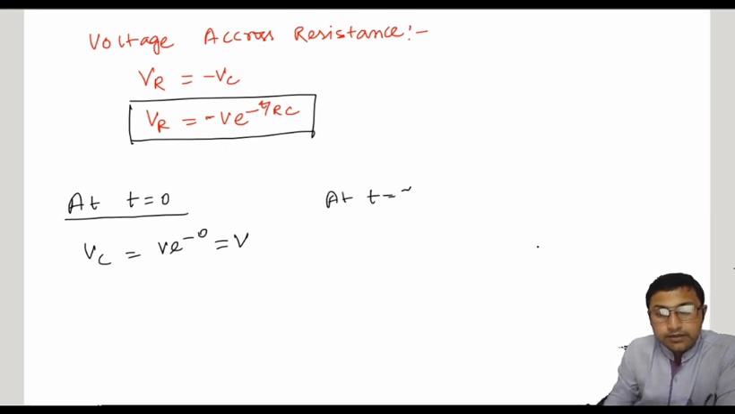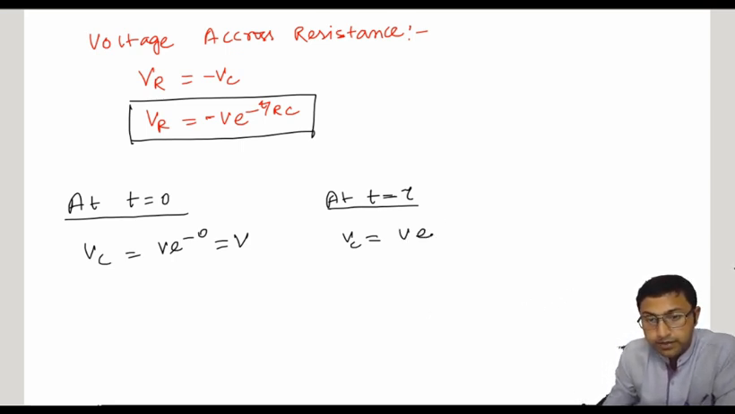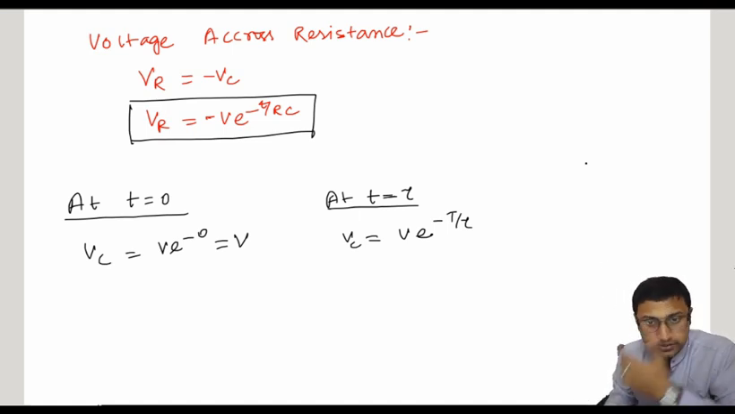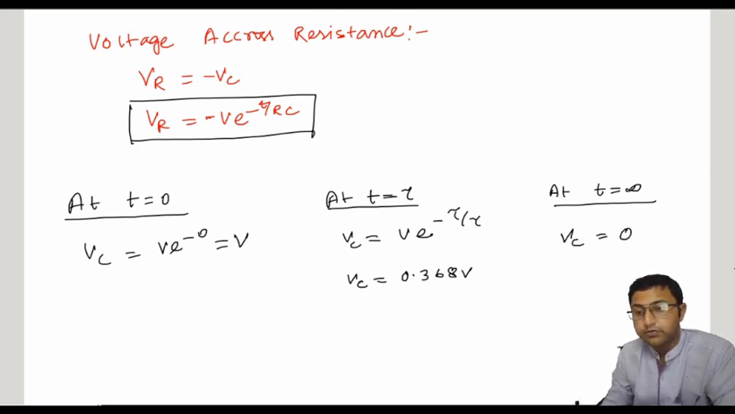At t equal to tau, Vc equal to V e to the power minus t by tau, that is V e to the power minus tau by tau, so Vc equal to V e to the power minus 1, that is 0.368 volt. Okay, and at t equal to infinity, Vc is 0 volt.